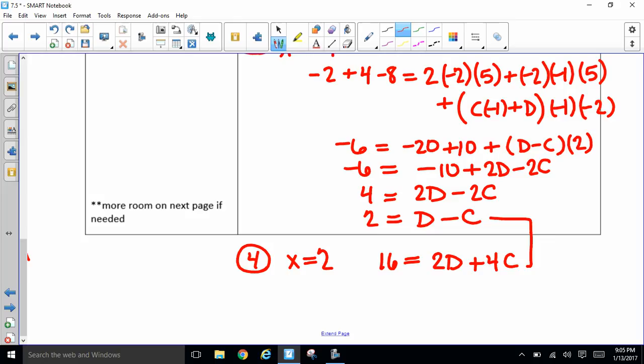Well, this makes a 2 by 2, and you either substitute or eliminate to solve.